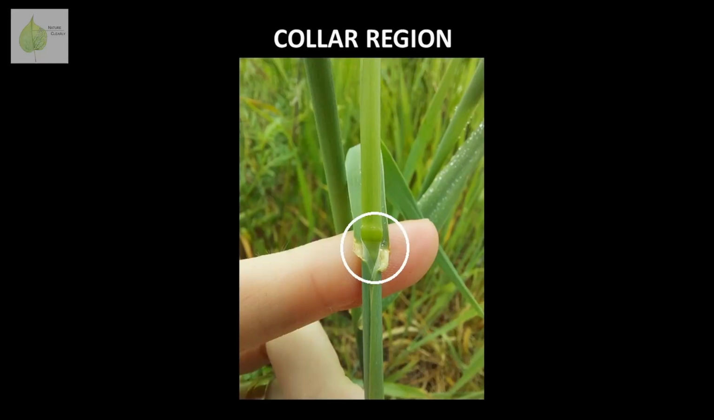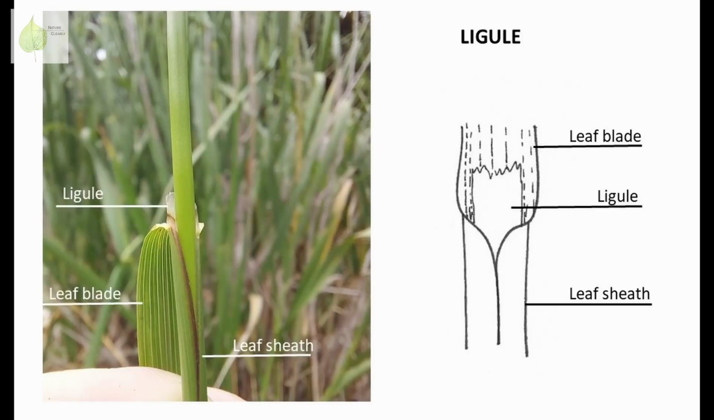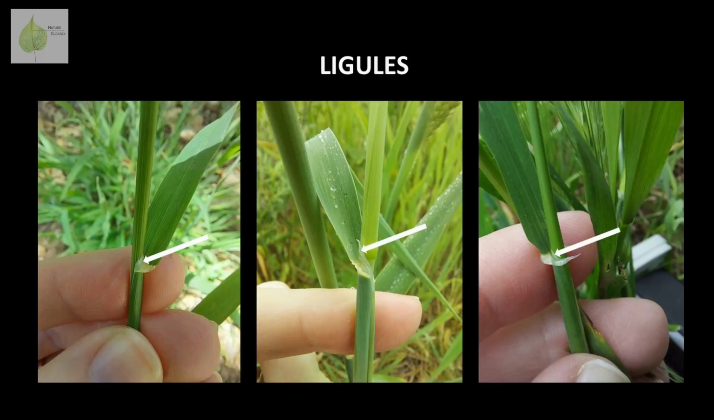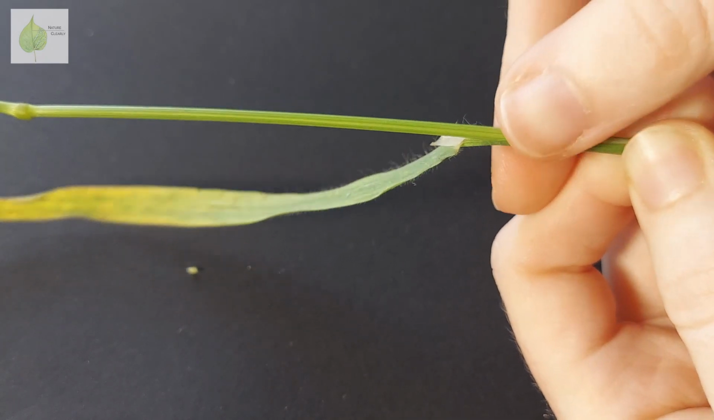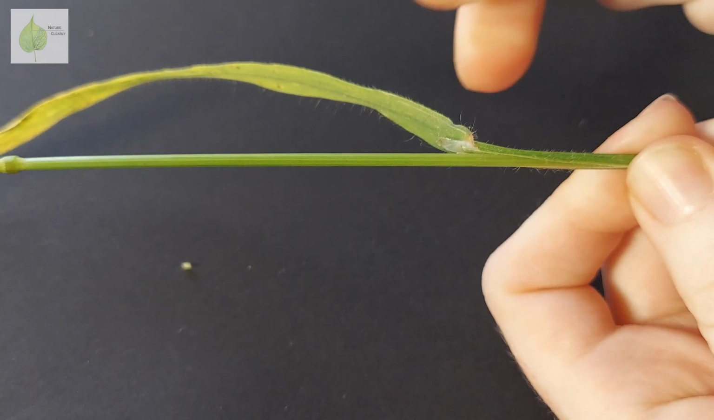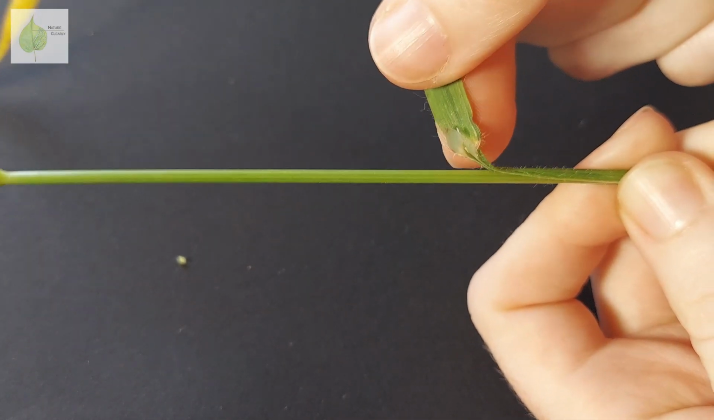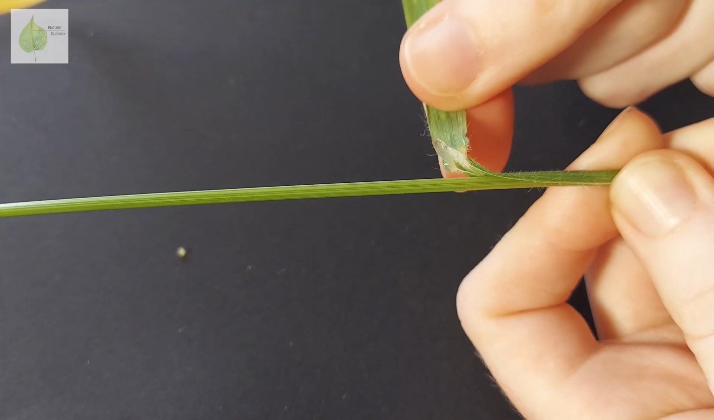But maybe the most important characteristic, especially for grasses that are not in flower, is the so-called collar region, the area where the leaf blade meets the stem. In most grasses we find a ligule here, which comes in different shapes, often as a membrane or just a line of hairs, or even a membrane with hairs along its edge. Some species are missing a ligule completely, so you won't always find it. To see the ligule, you might need to gently pull the leaf blade away from the stem.